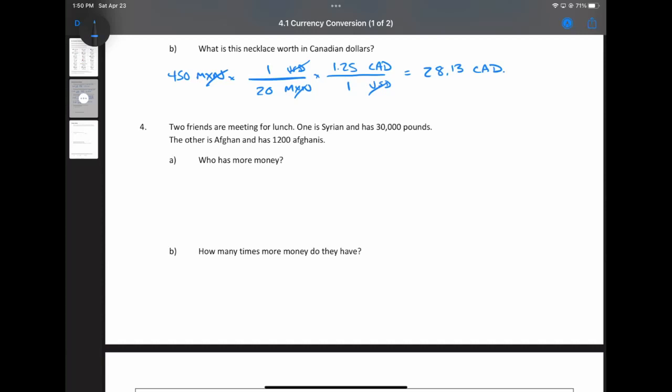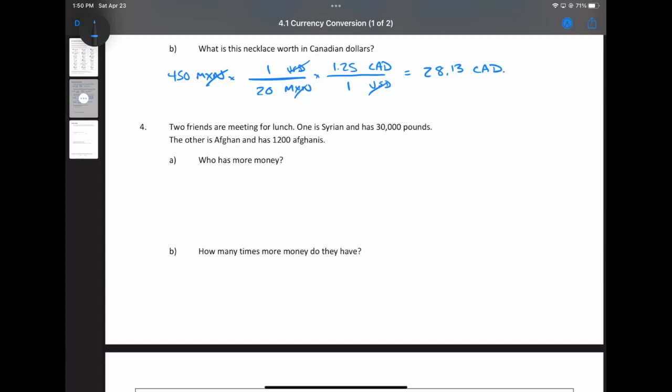So we have a couple of options here. We can convert one of these to the other, and we can go either direction, it doesn't matter. We could convert both of these to the same currency, like US, which is actually probably easier. But as long as we have some way to compare like currencies to like currencies, we're okay. Now, in this case, why don't we convert 30,000 Syrian pounds into Afghanis and see if the Syrian has more or less Afghanis equivalent?